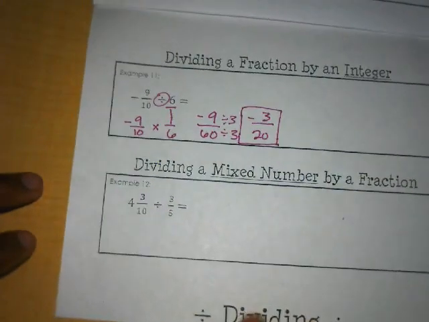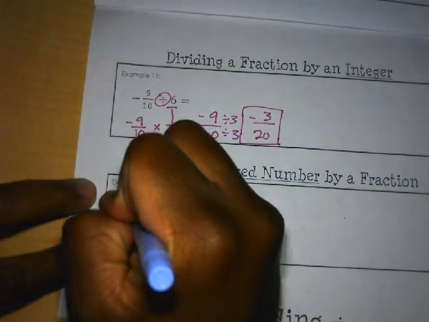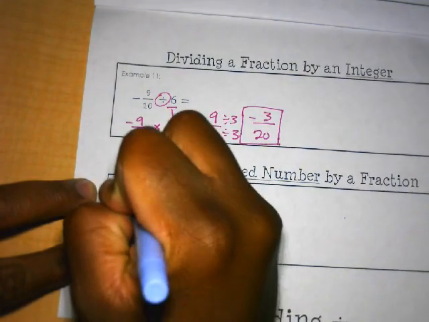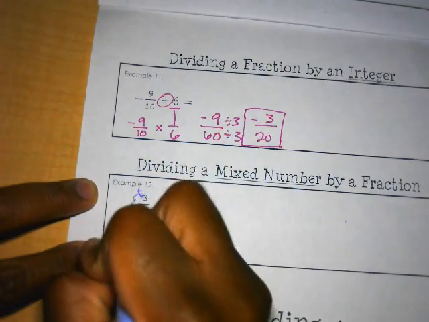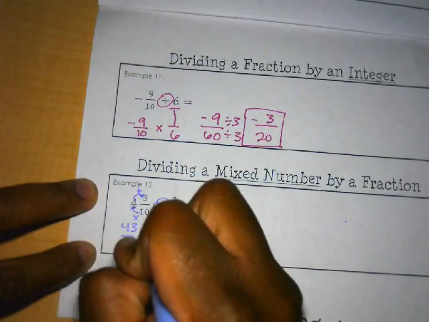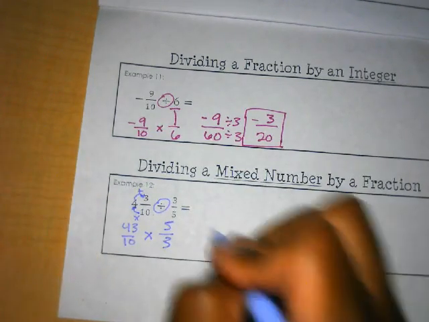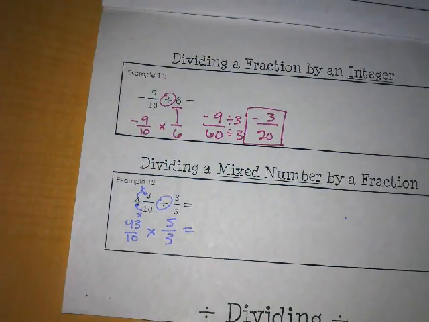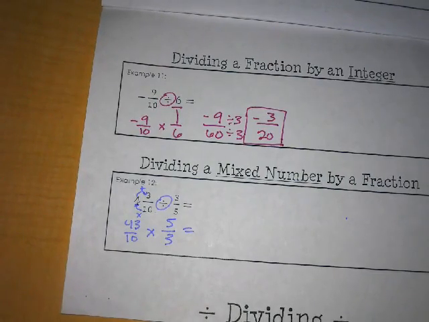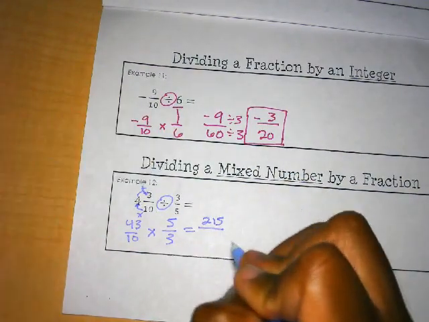And then the last one is a mixed number. So we're going to keep this first one, but we're going to make it an improper fraction first. Okay. 10 times 4 is 40, plus 3 is 43/10. We're going to switch the operation to multiplication, and then we flip this to 5/3. Okay, so now we have 43 times 5, and that gives you 215 over 30.